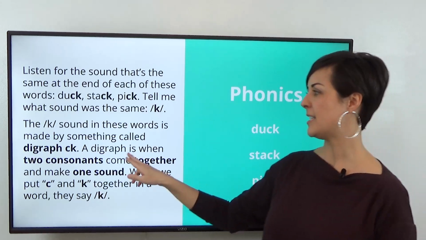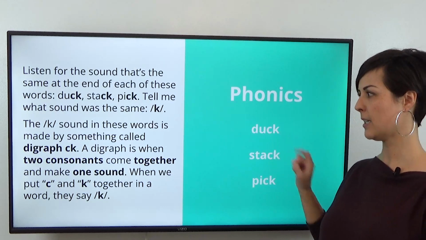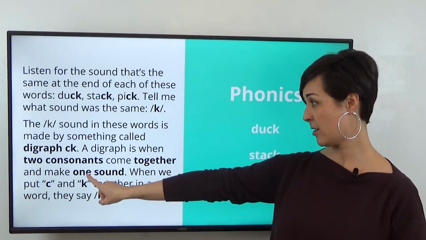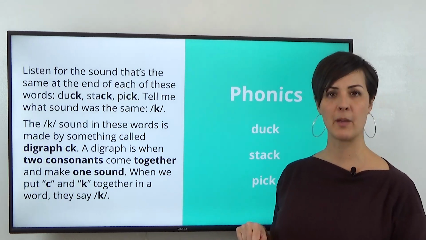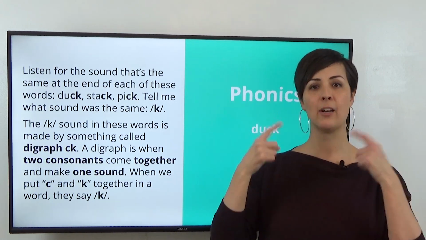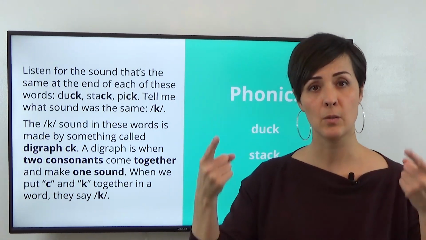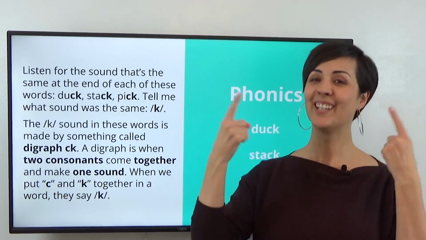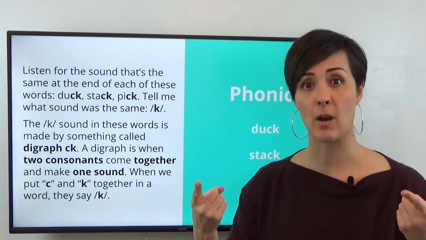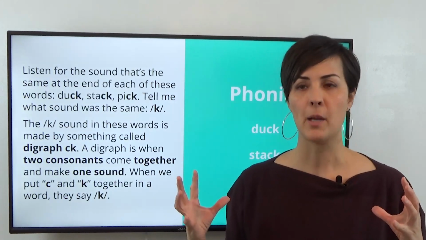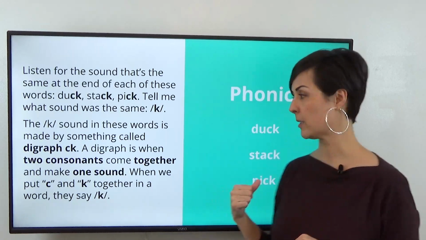You got it. A digraph is when you have 2 consonants, like C and K, that come together in a word to make one sound. And maybe I could have them echo that. My turn first. A digraph is 2 consonants coming together to make one sound. And that's a lot, right? But this is new, this is key, so I'm going to have them echo that. I'm going to have some choral responding built into that.